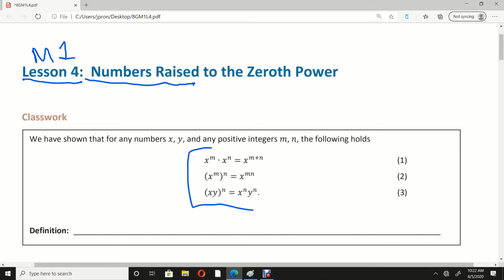So we already talked about all this. This was the last 3 lessons. Go back and look at the videos from the last 3 lessons. Okay, but now we're going to be talking about raising numbers to the 0th power.